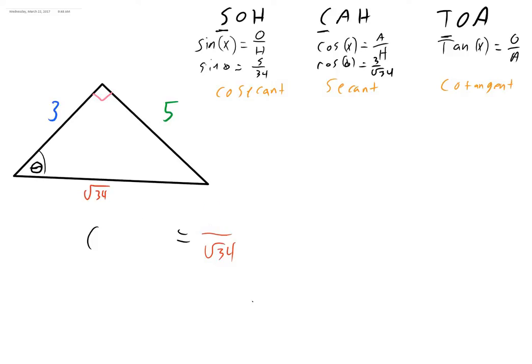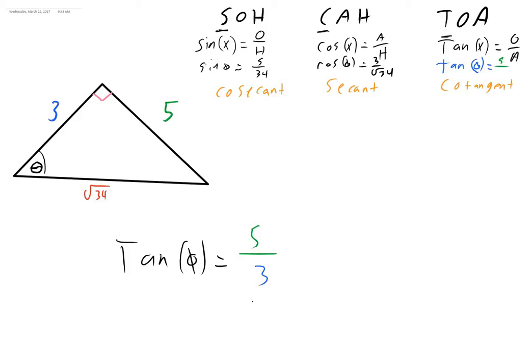And now we can just solve for tangent. Tangent of theta is going to be opposite, so 5 over our adjacent, which is 3. And so this here can now be listed as tangent of theta equals 5 over 3. Might as well keep those on line.